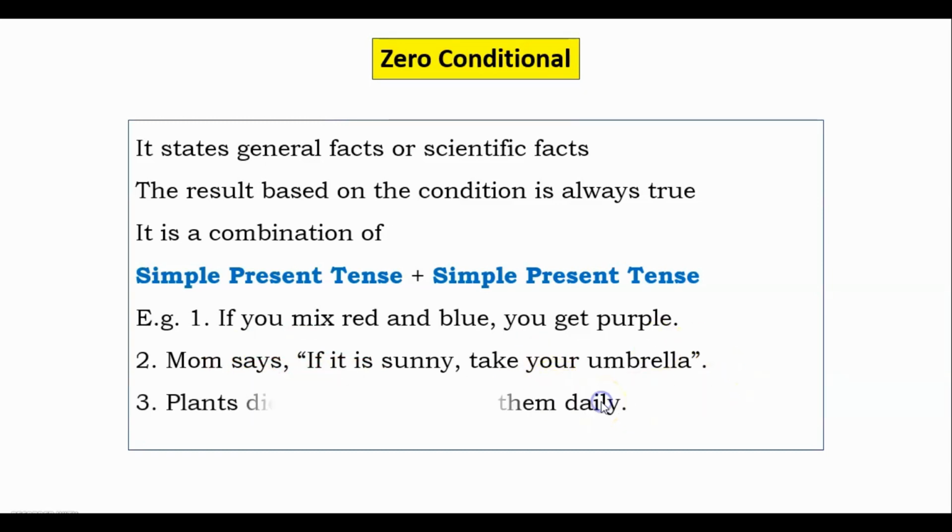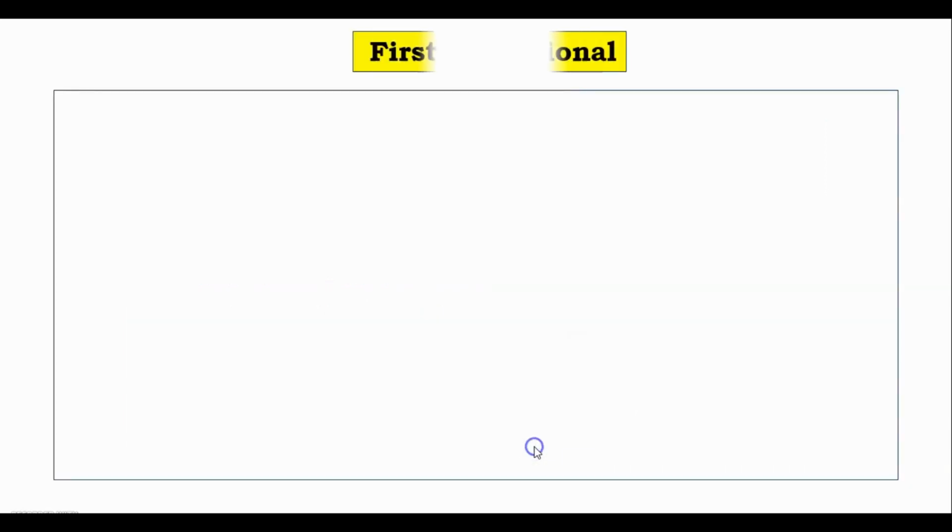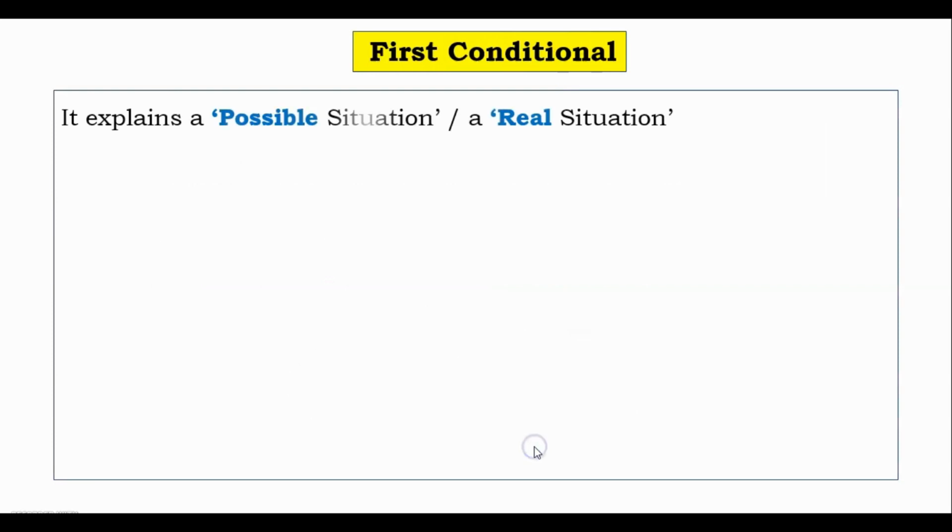And third example, plants die if you don't water them daily. It holds true to all situations. Whenever you don't water them daily, plants die. That is zero conditional. Now let us learn about first conditional.